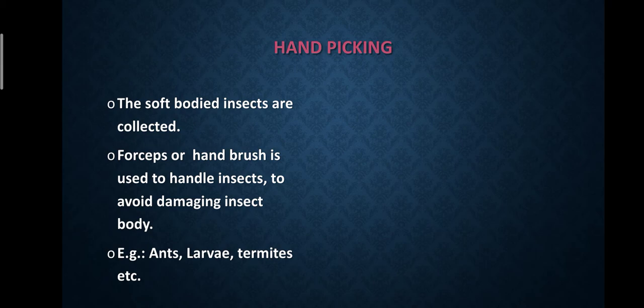All the soft bodied insects which are minute in size are collected by this method. In the hand picking method we either use the crude method, that is, by using our hand we just collect the insect, or forceps or hand brushes are used to handle such insects because the body is very soft and delicate. To avoid damage to their body, we usually use forceps or hand brushes to collect insects.